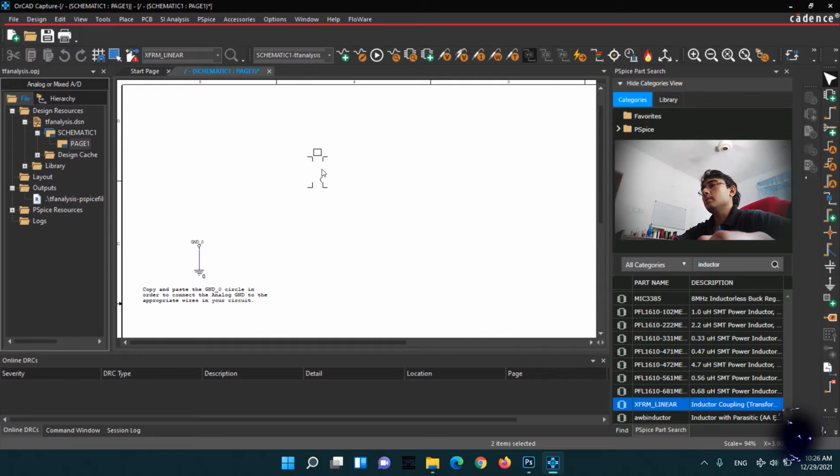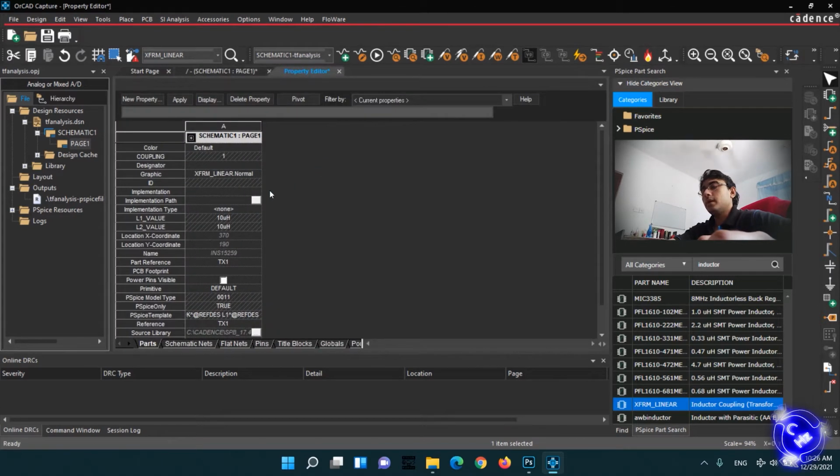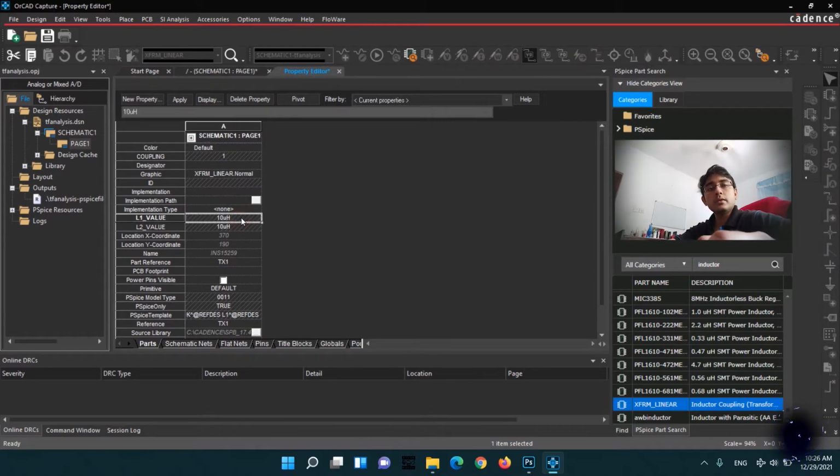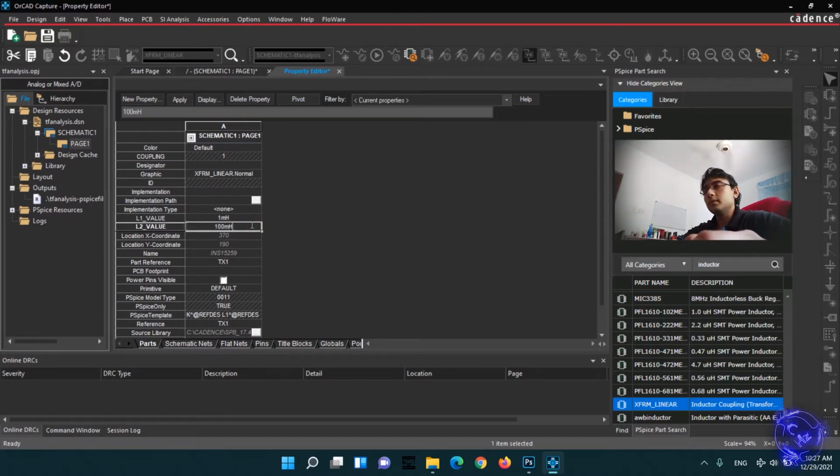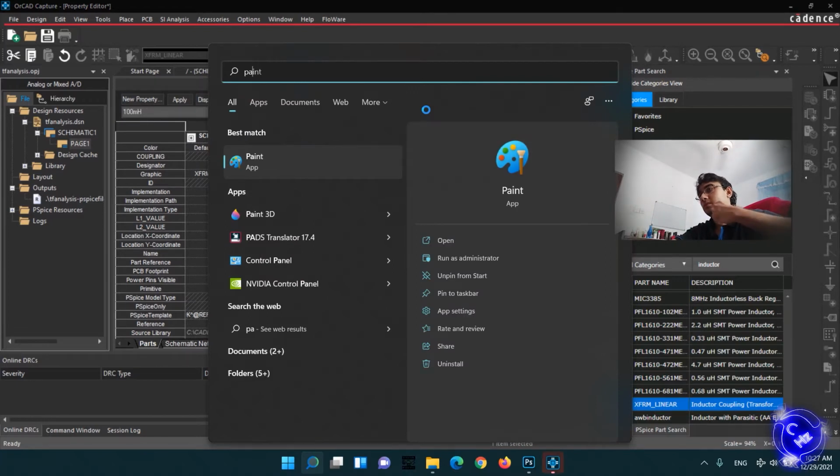So we can double click this transformer and we can set the primary winding inductance and the secondary winding inductance. I would like to set my primary winding inductance as 1 millihenry and my secondary winding inductance as 10 millihenry. No, 100 millihenry. I just gave some arbitrary values. So why 1 millihenry and 100 millihenry?